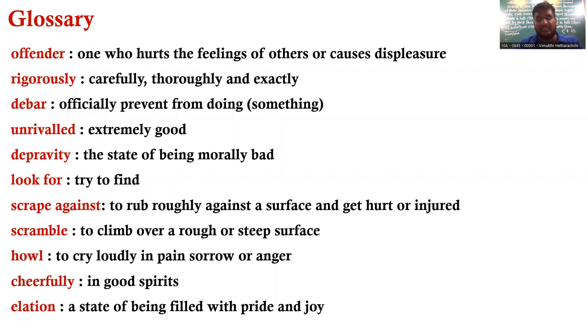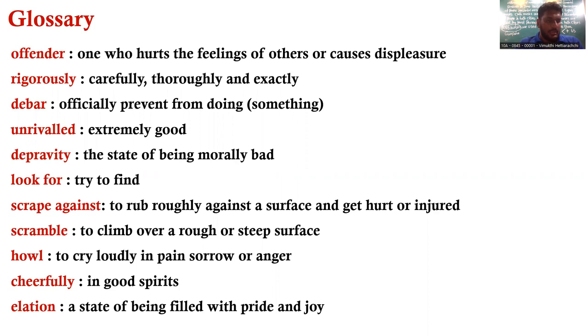Rigorously means carefully, thoroughly, and exactly. Debarred: the ED is actually the past participle. They have taken only the word debar, which means to officially prevent from doing something. So that is what we call debar. Here it is used as debarred.